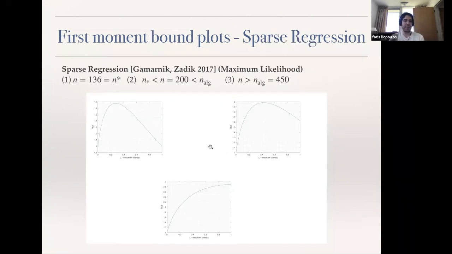And to see the contrast with a case where we know that OGP exists, this was from the original paper of Gamarnik and Zadik, where they showed the existence of OGP for the sparse regression model. There, if you do the plots, then you really see that the function is non-monotone. Okay, and these are again the first moment bound plots for the sparse regression model. In this case, actually they were very accurate, because they also did the second moment there.